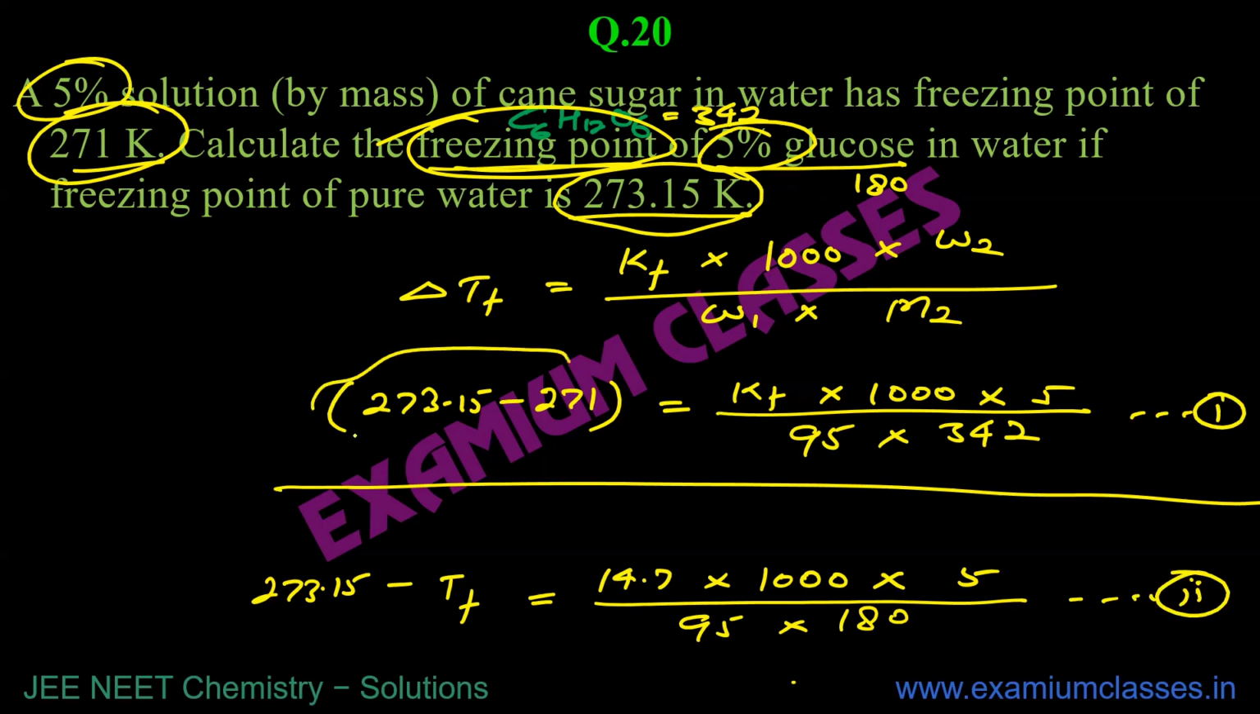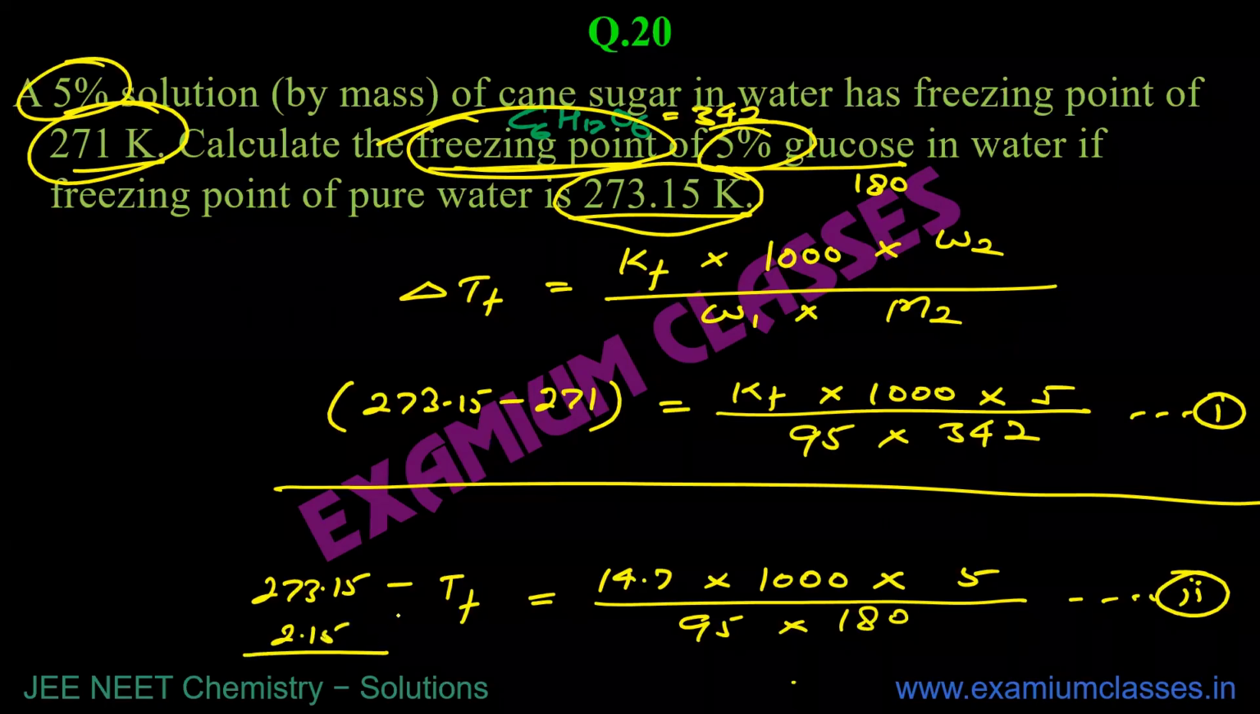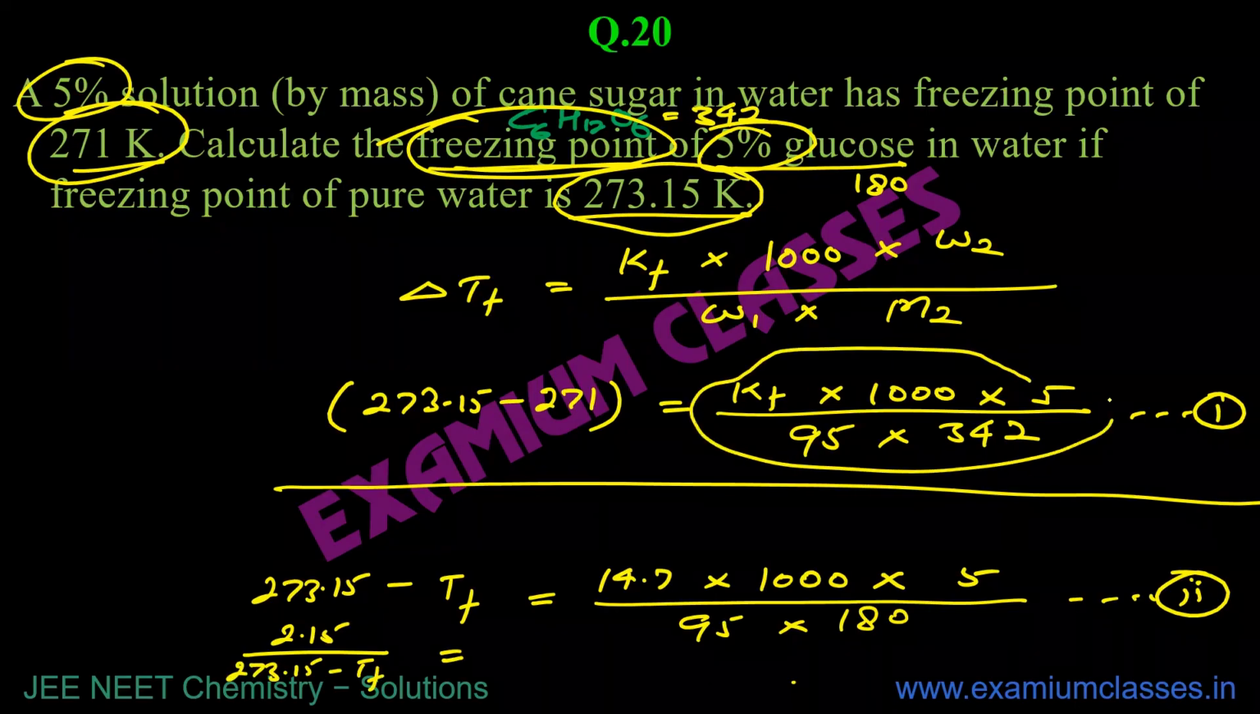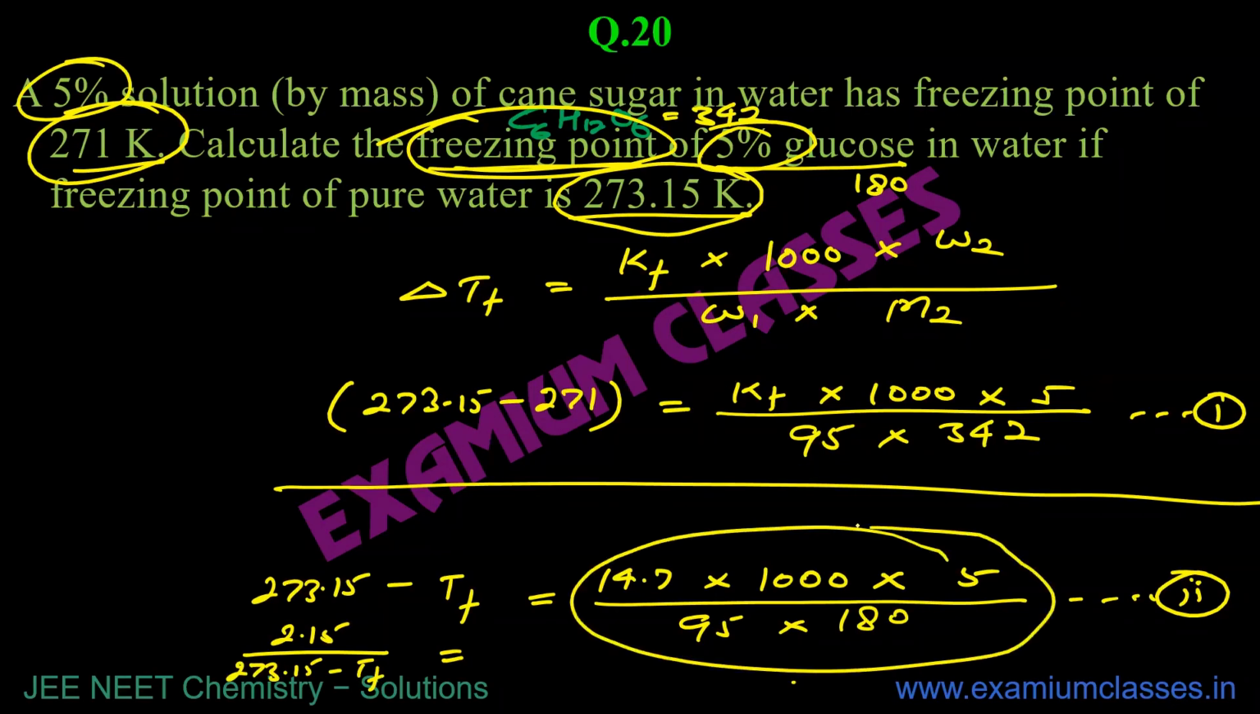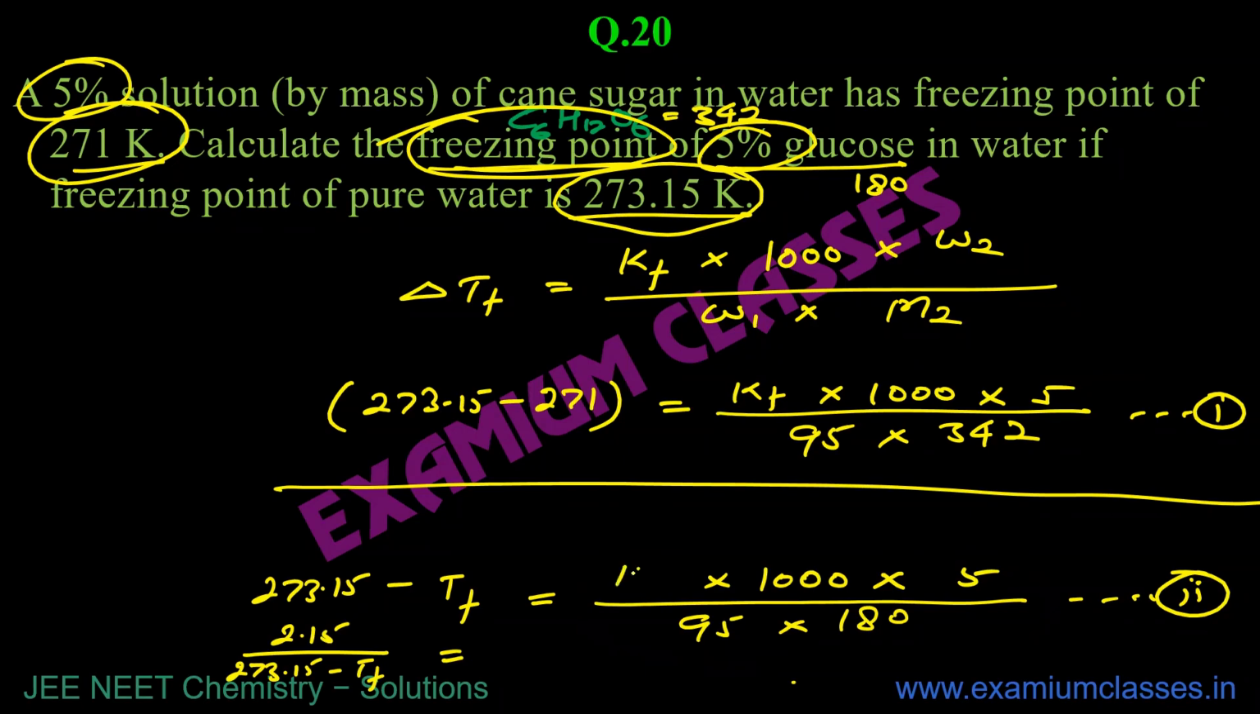So basically you will have 273.15 minus 271. It will be 2.15. So this part 2.15 divided by this part, 273.15 minus TF will be equal to this whole divided by this whole. Here also you will write KF in that case. You don't know what is KF, okay? You will write KF. So this whole divided by this whole, basically everything will get cancelled except the molar masses.